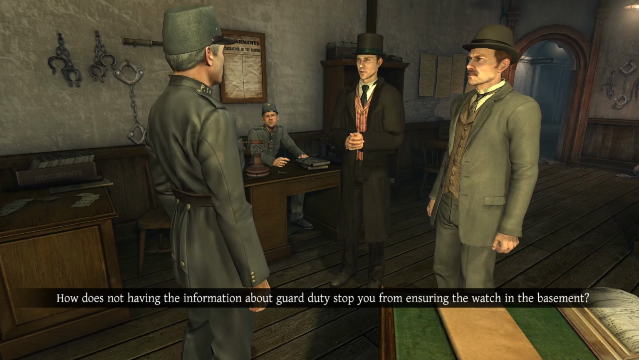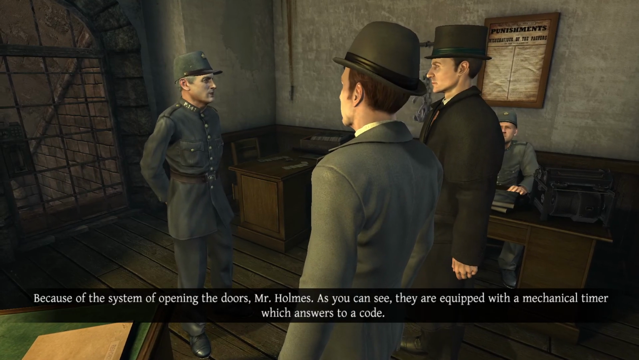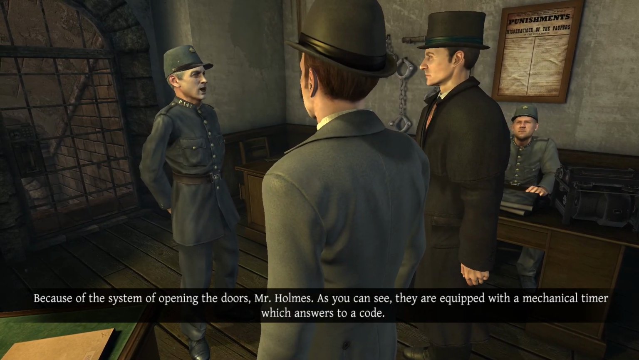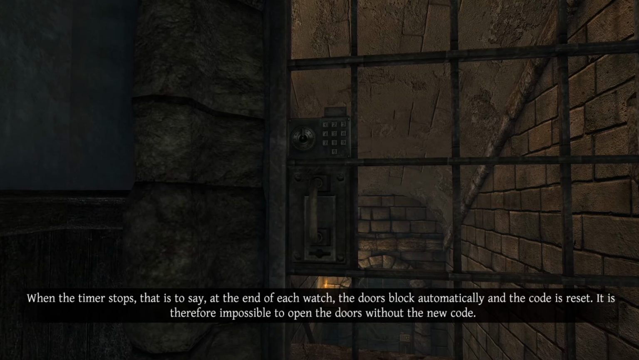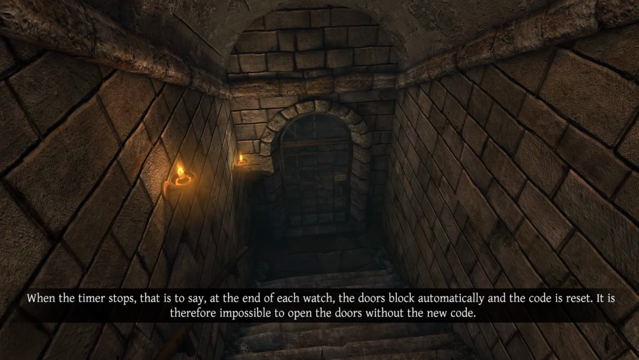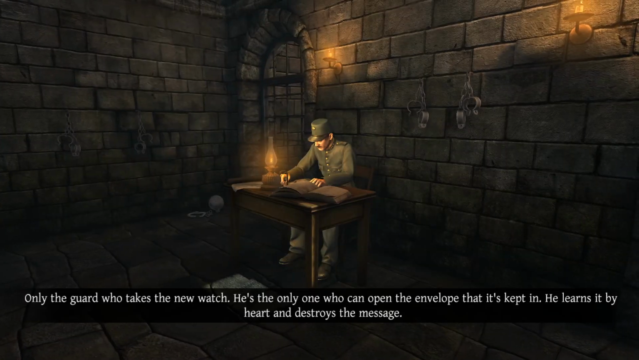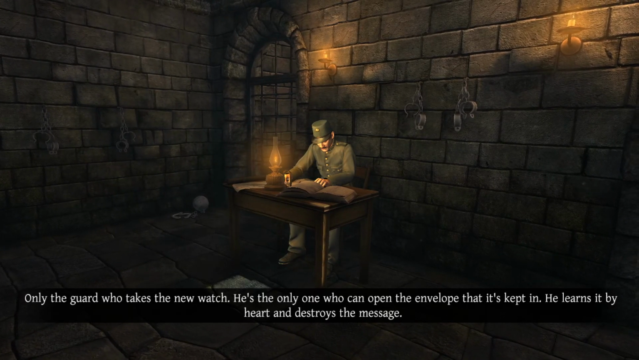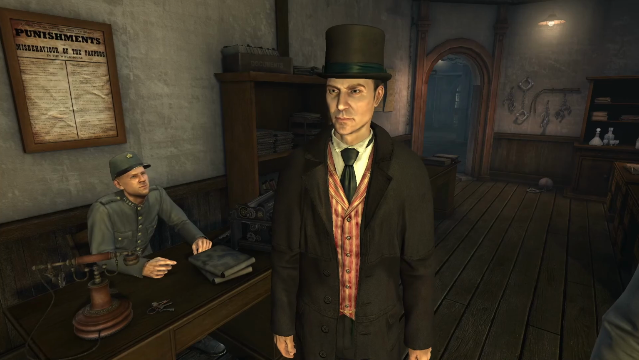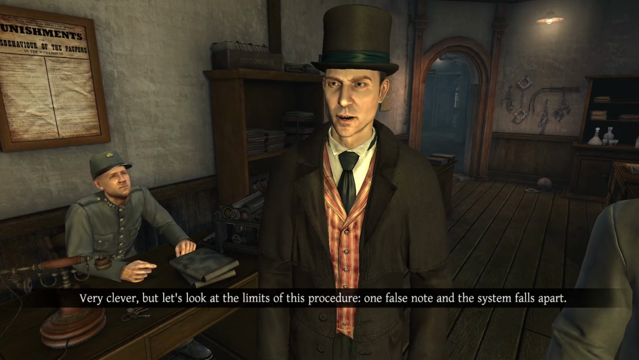How does not having the information about guard duty stop you from ensuring the watch in the basement? Because of the system of opening the doors, Mr. Holmes. As you can see, they are equipped with a mechanical timer which answers to a code. When the timer stops, that is to say at the end of each watch, the doors block automatically and the code is reset. It is therefore impossible to open the doors without the new code. And who has the code? Only the guard who takes the new watch. He's the only one who can open the envelope that it's kept in. He learns it by heart and destroys the message. Very clever, but let's look at the limits of this procedure. One false note and the system falls apart.